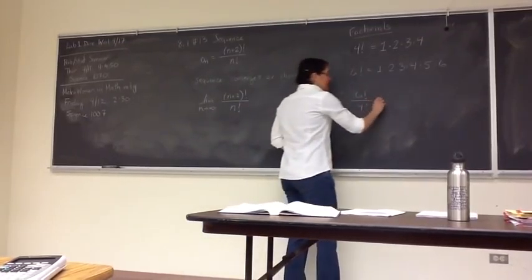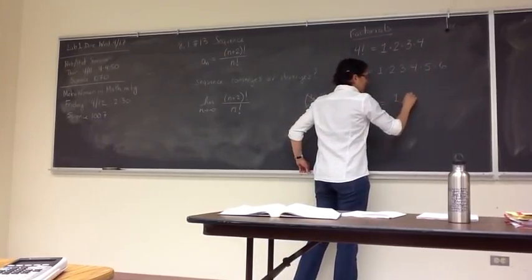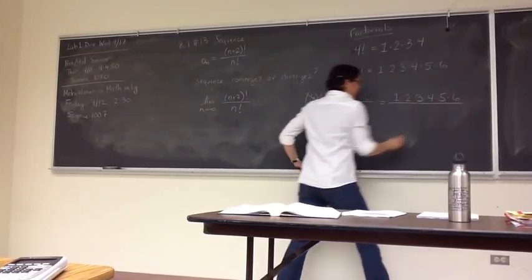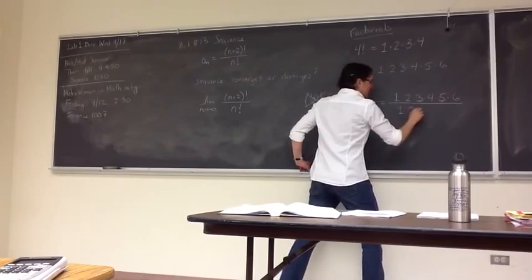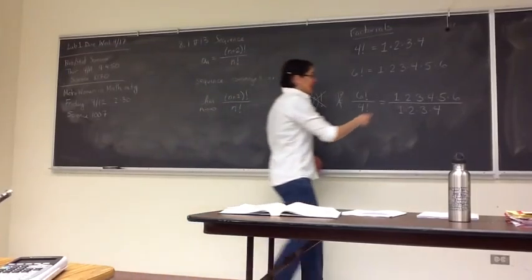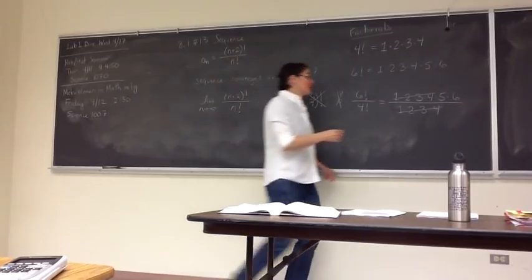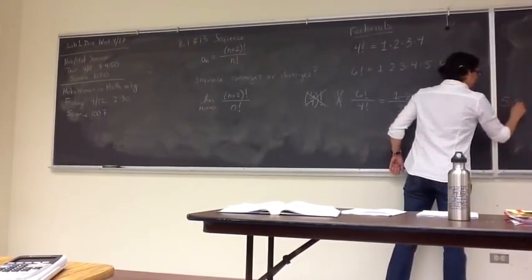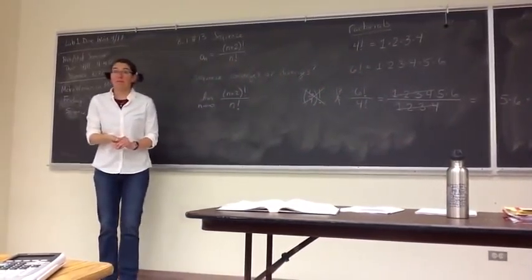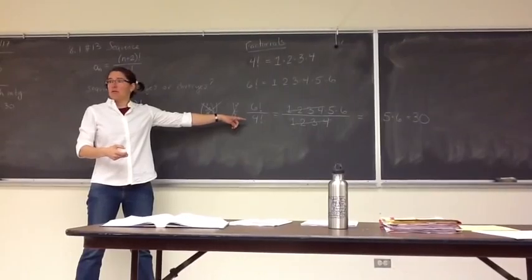But if I do write these out and expand these, 6 factorial over 4 factorial, I have 1 times 2 times 3 times 4 times 5 times 6 divided by 1 times 2 times 3 times 4. So now when I look at this fraction, notice that things cancel. The 1, 2, 3, and 4 multiplied together cancel on the top and the bottom. And I'm actually left with 5 times 6. And so 6 factorial divided by 4 factorial is actually 30. All right, are there any questions about this example for factorial?